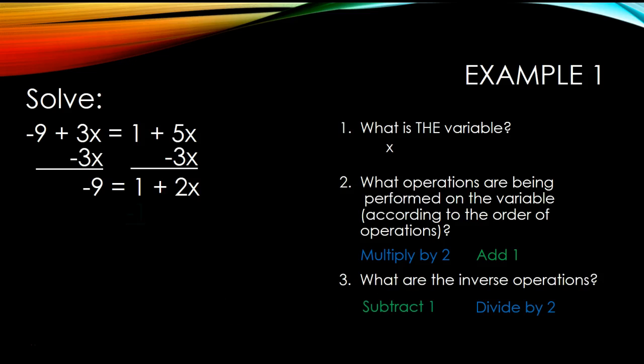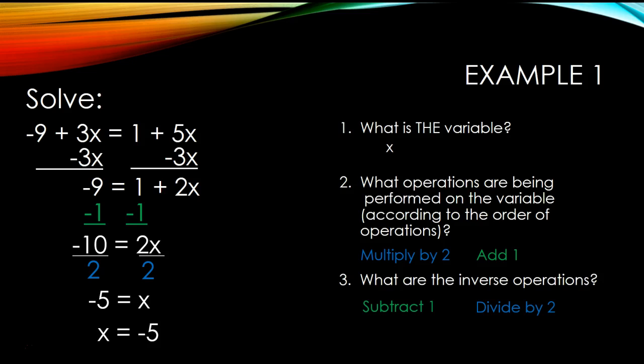So let's look at subtract 1. We'll subtract 1 from both sides. Simplify, combine like terms. -10 equals 2x. Our next job is to divide by 2. What you do to one side, you do to the other. Simplify. -5 equals x. Or, if you prefer to have your variable on the left, x equals -5. Let's take a look at the next example.